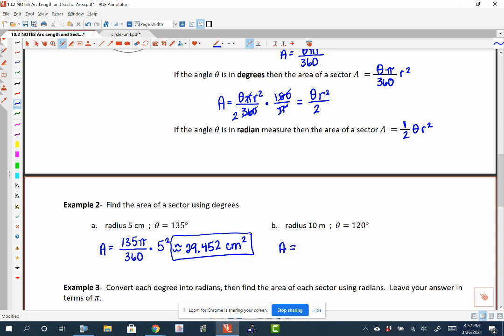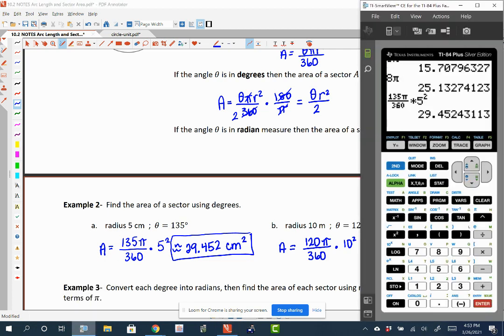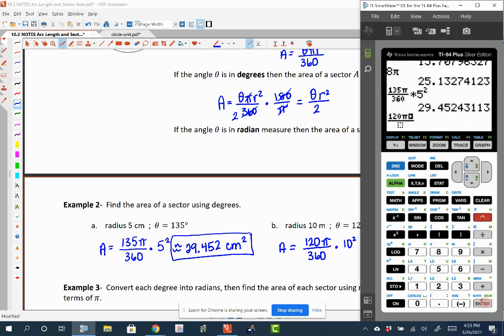Area is going to be equal to our theta, which is 120, times pi over 360 times that radius squared. So again, we could try and simplify a little bit if you want to, or you can go right to your calculator and put in that fraction: 120 pi over 360, and we want to multiply that by 10 squared.